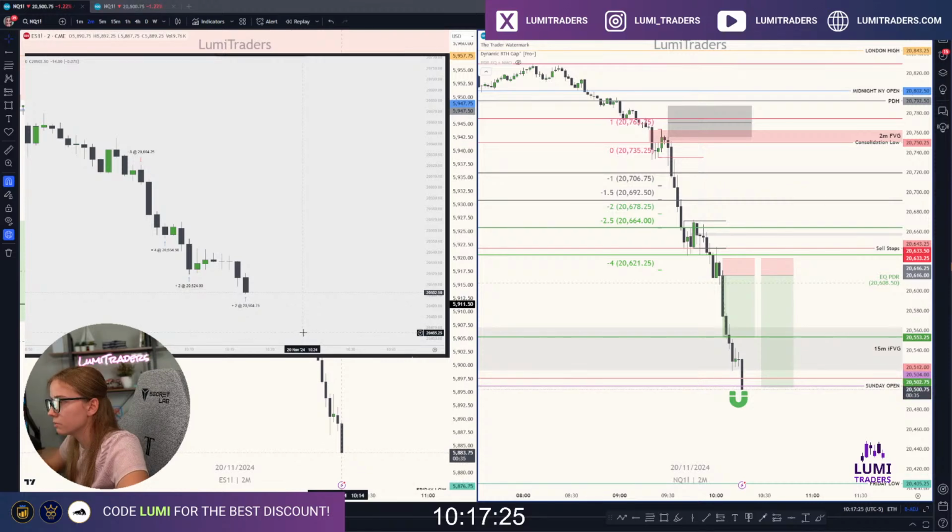Yay, 100 points trade. Perfect. Locked 1K on 4 accounts. Nice. Up 4K today.